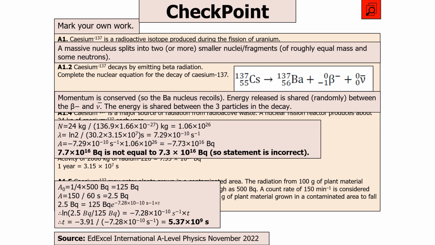So therefore we can do A equals A0 e to the power minus lambda t, and pop in all the values. We can then use that to work out what lambda is, and therefore t is going to be 5.37 times 10 to the 9 seconds.